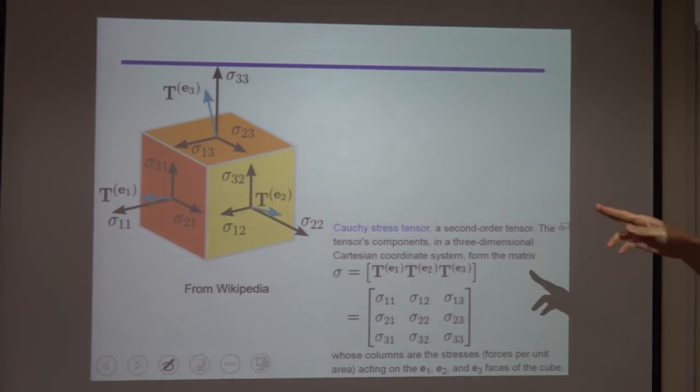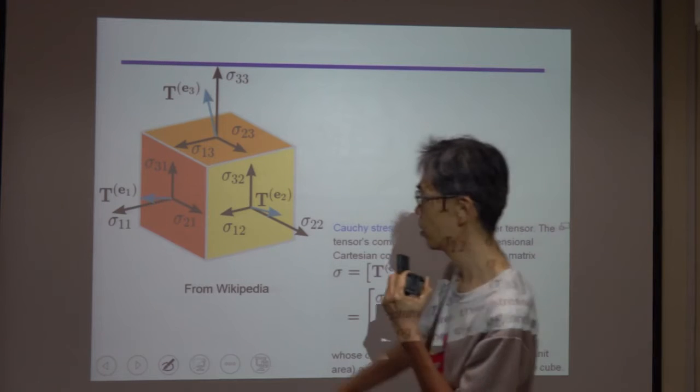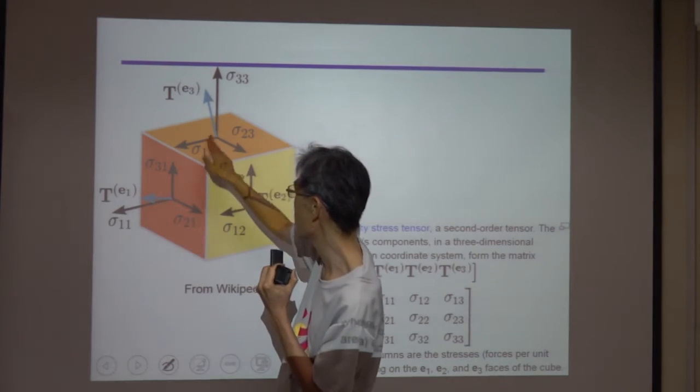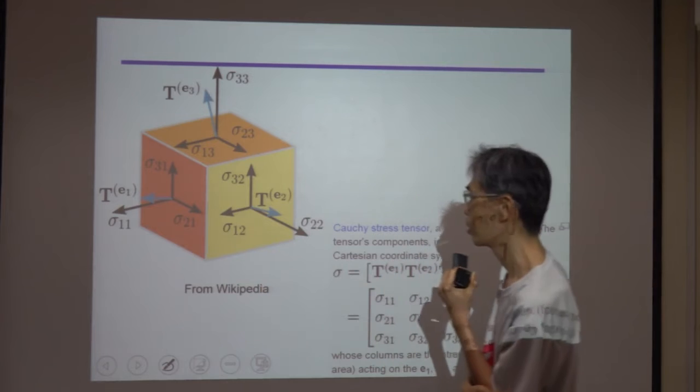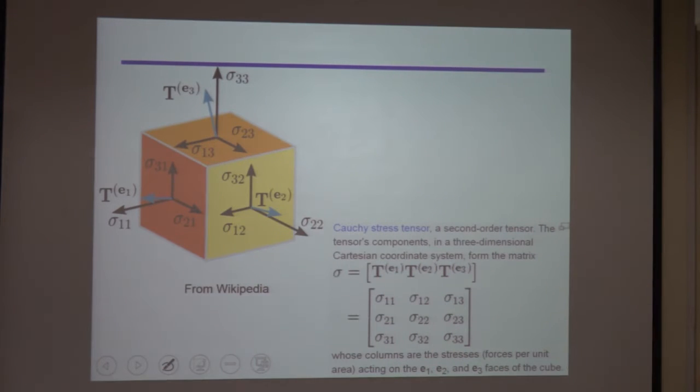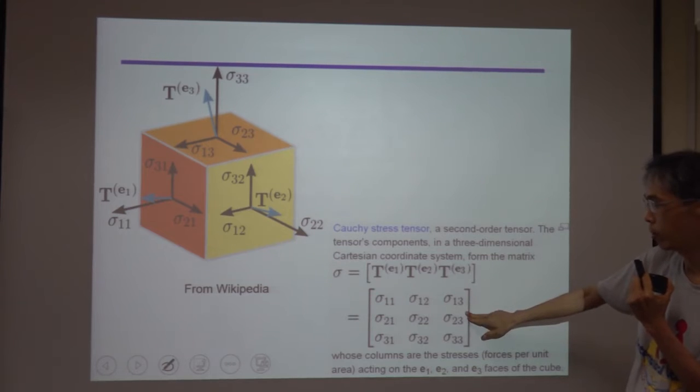Next page. Yeah, I just described this. I explained this, the normal stress and shear stress definitions. And T1, T2, T3, the direction vector. So this is Cauchy stress tensor.